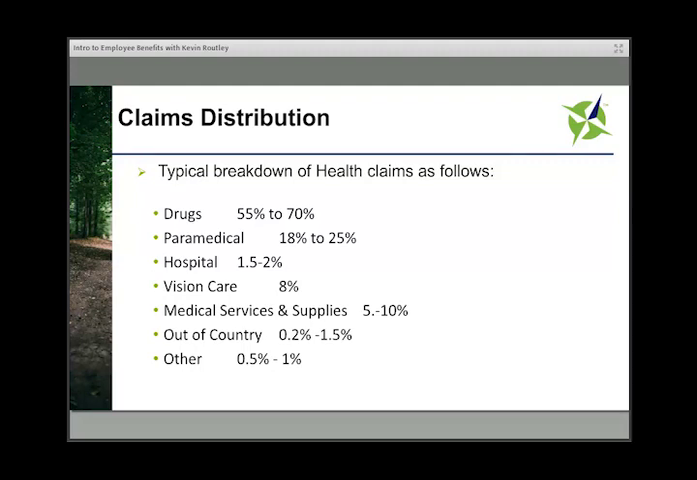Vision care, 8% of all claims are vision care if it's on a program. Medical supplies, out of country, and the other catch-all make up a small percentage of benefit costs. So when you are looking at making changes to a program, where you see the spread of claims is where you can make the biggest impact to premium as well.